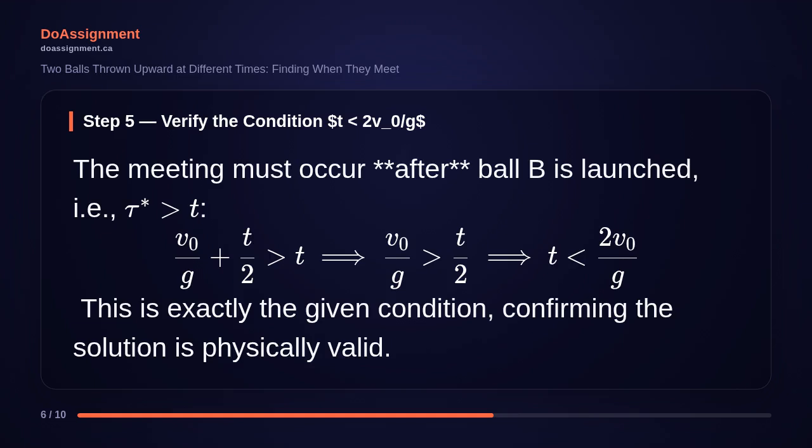For the meeting to happen after ball B is actually in flight, tau star must be greater than t. Substituting tau star and simplifying recovers exactly the given condition, t is less than 2 v-naught over g, so the solution is physically valid.